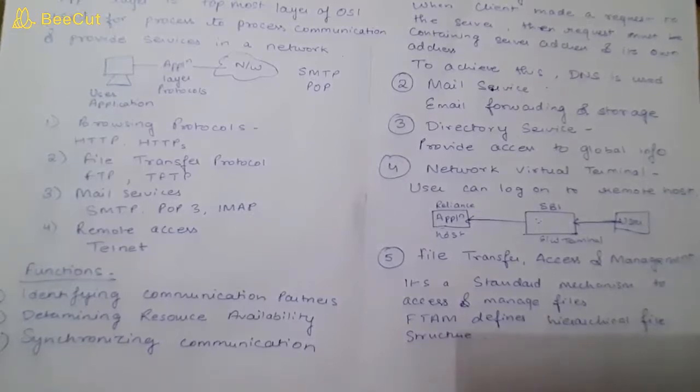It defines certain attributes and the kind of operations we can perform on the file. So basically it's a standard through which we can access files stored on remote computers and perform certain operations on those files. So it defines a hierarchical structure for the files. These are the basic services which are provided by the application layer.